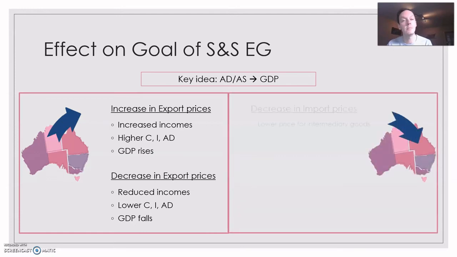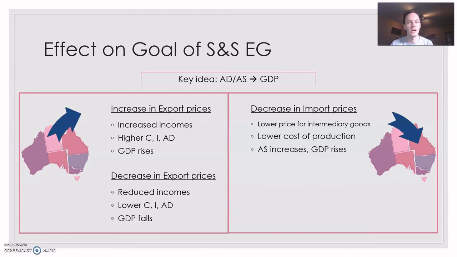And now let's go on the import side. So if there's a decrease in import prices, this is going to sound familiar. There is a lower price for intermediary goods. So we used oil as our example here. If the price of oil falls, that's going to make a lower price for intermediary goods, lower cost of production, and as aggregate supply increases, GDP increases.